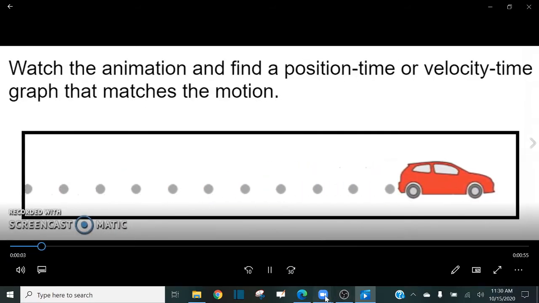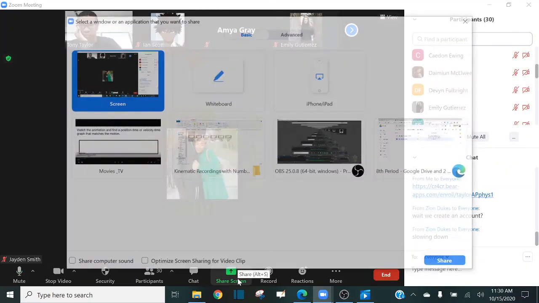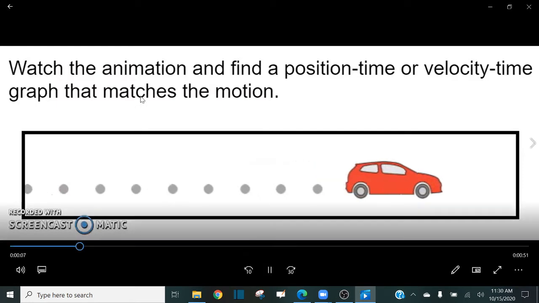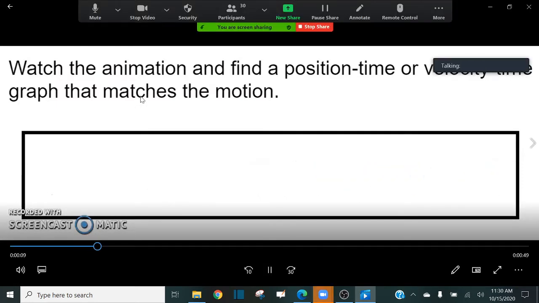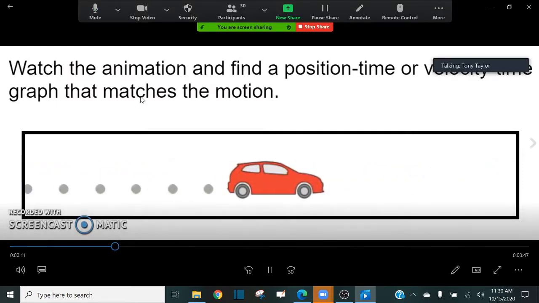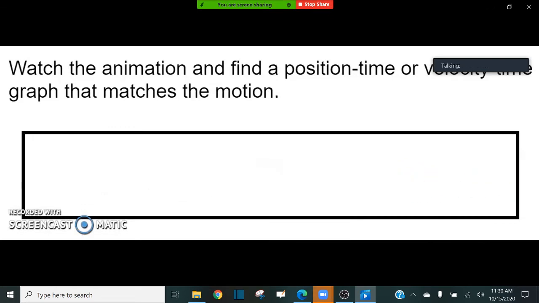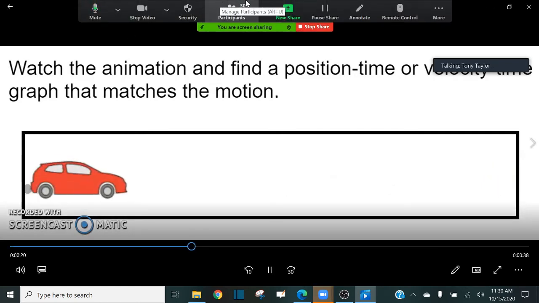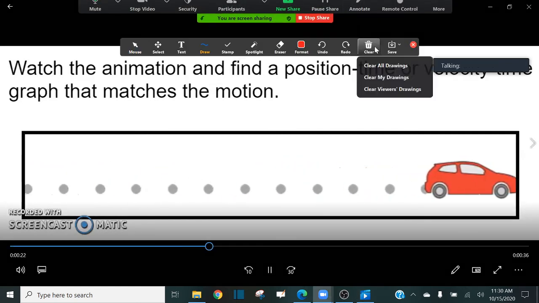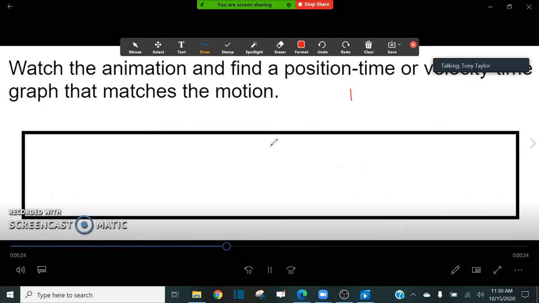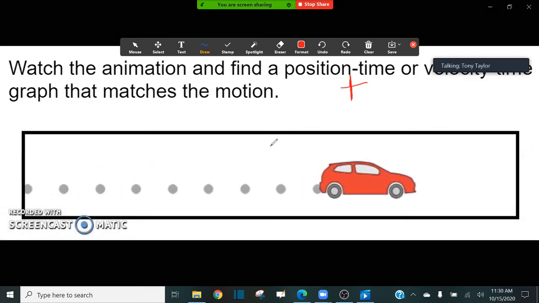What about this situation right here? What's going on there? Positive velocity and zero acceleration. Yes, sir. It's a positive velocity because we're moving in the positive direction.